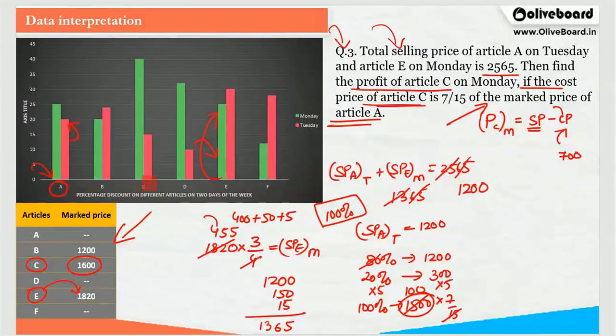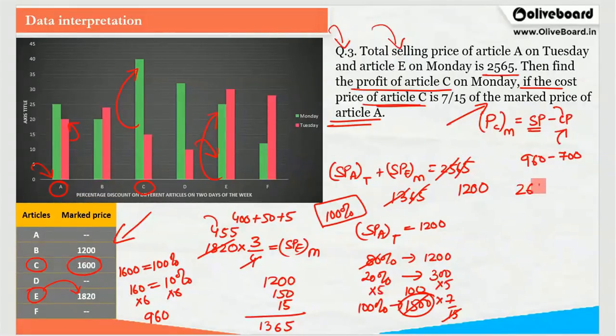For C, the discount percentage on Monday is 40%. So if the discount percent is 40%, I am selling it at 60%. 60% of 1600. This 1600 is basically your 100%. So 10% will be 160, and I have to find 60%, so I multiply both sides by 6. I will get 960. So this is your 960. If I subtract these two numbers, I get 260. So this is my profit. You can see that all three questions provided in this particular DI were pretty doable if your basics of profit and loss are clear.